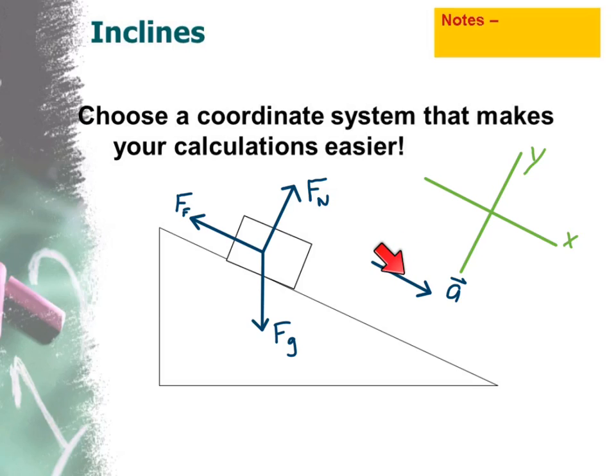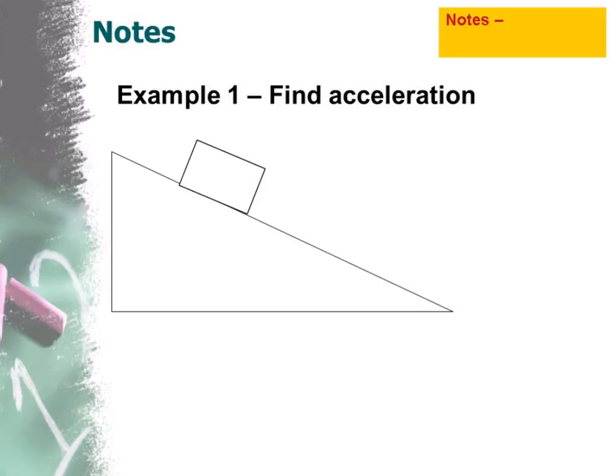Now what you'll notice is that when I tilted this coordinate system, my acceleration only has an x component, my normal force only has a y component, and my friction force only has an x component in the negative x direction. So the only force that I have to break down into its x and y components in this rotated coordinate system is the force due to gravity.